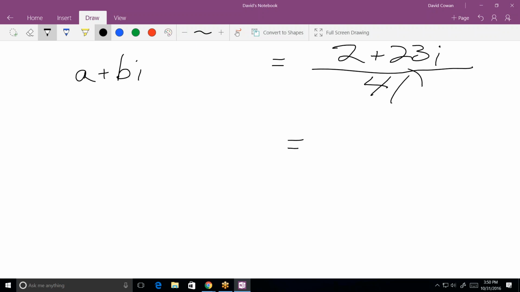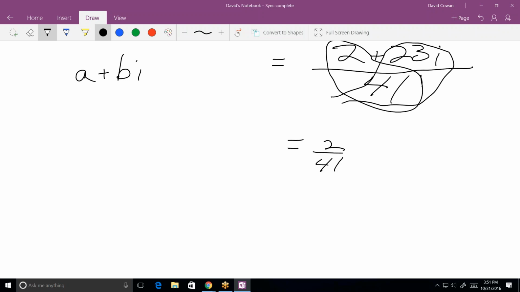In other words, what we're really doing is we're going to separate that into two fractions. There's a: 2 over 41. That's a. Plus 23i over 41. It's actually 23 over 41. That's b, times i. In other words, you don't really want to put the i in the numerator of that fraction, only because I want to be able to graph that and that.